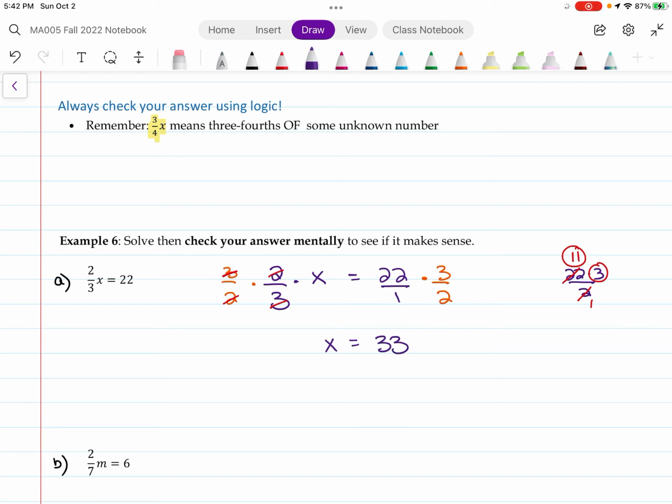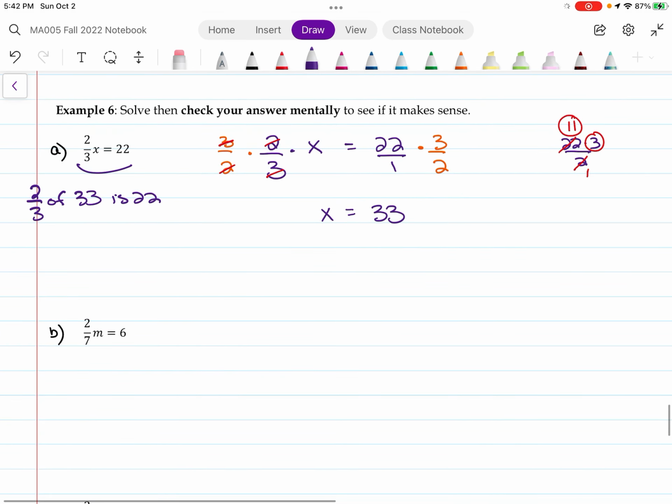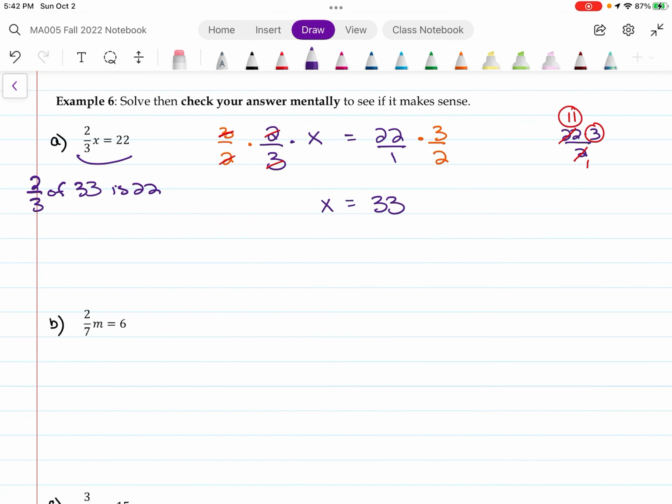So now let's think about this. Let's write this in English. 2/3 of 33 is 22. Does that make sense? 2/3 of 33 is 22. And you can check it on your calculator too. 2/3 times 33. Okay, so I really recommend checking these mentally and on your calculator. Make sure they make sense.